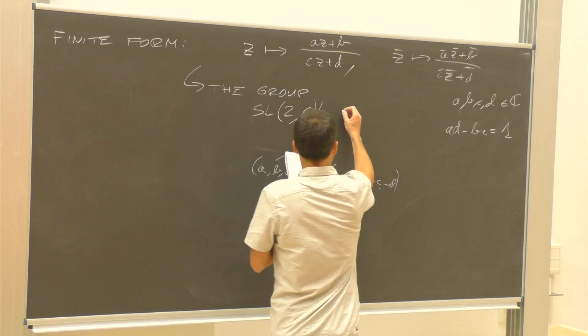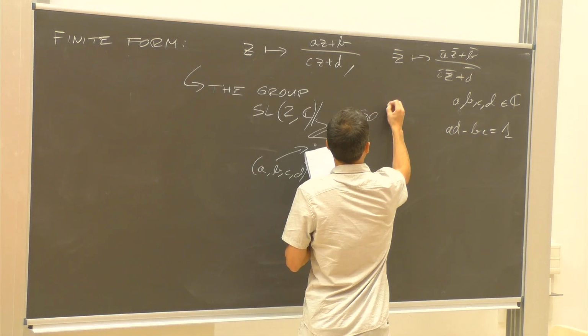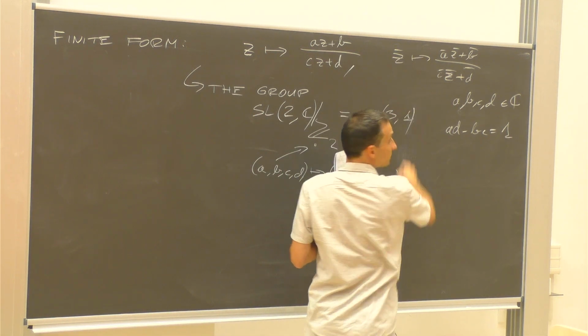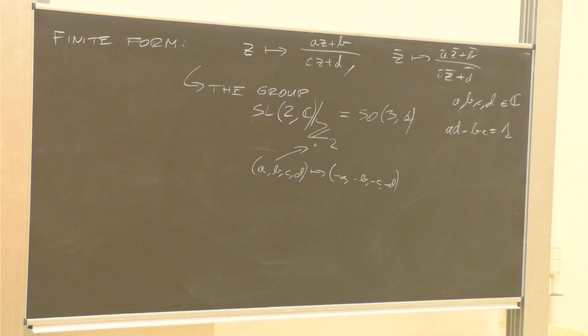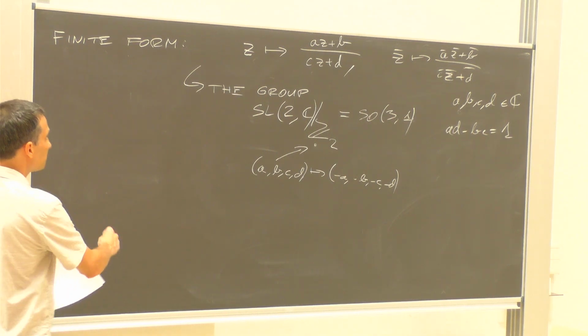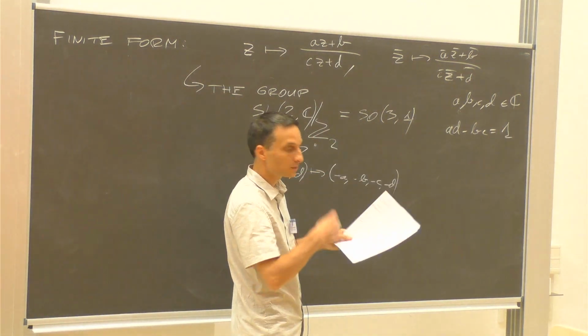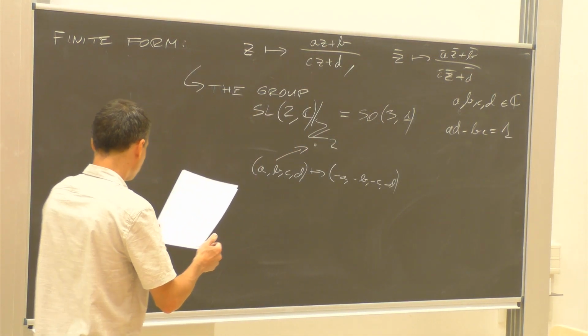And this group is isomorphic to SO(3,1), so this makes contact with the statement I made in the beginning that in any dimension, but in 2 dimensions just for global transformations, these conformal transformations are isomorphic to SO(p+1,q+1).